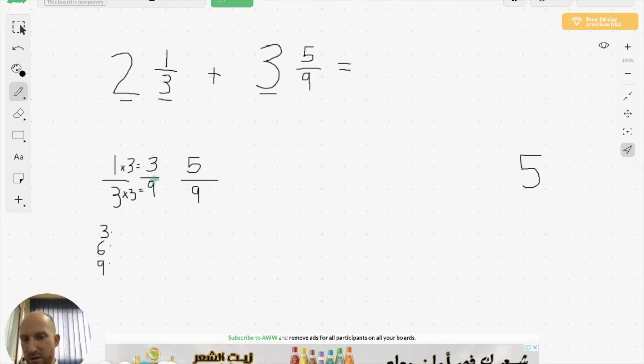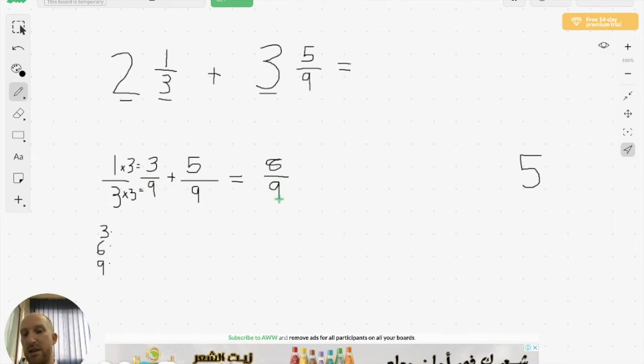So now I have 3/9 add 5/9. And because they both have the same denominator, I can now add them together. So 3 add 5 makes 8. So I have my numerator. And the denominators we never add, we just keep it the same.